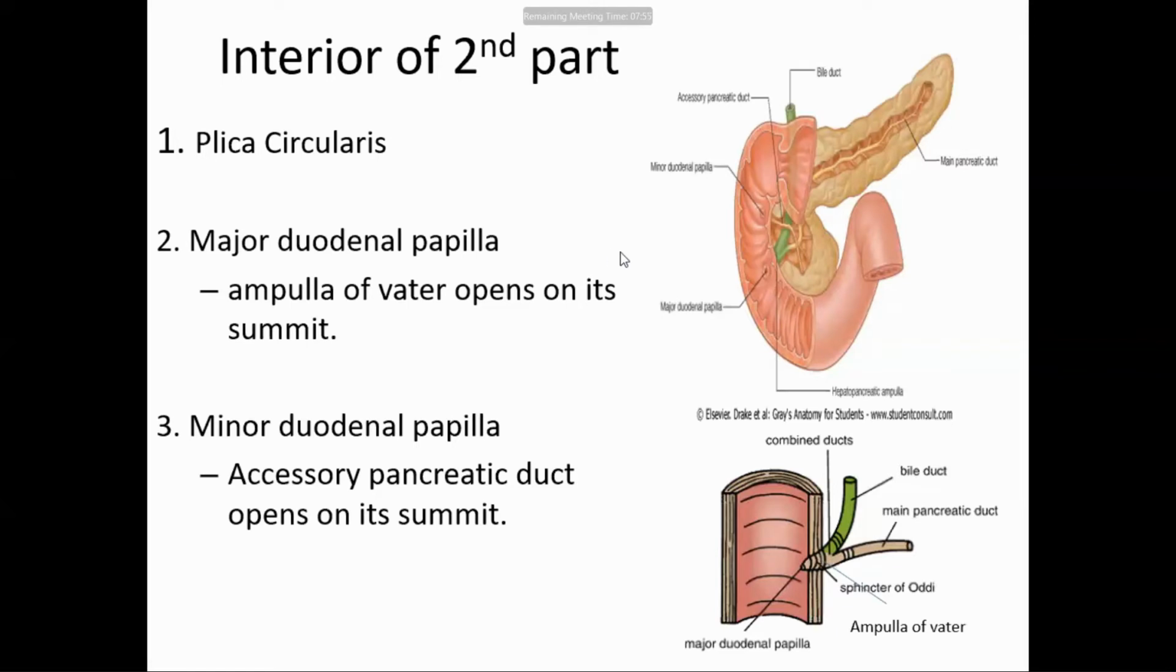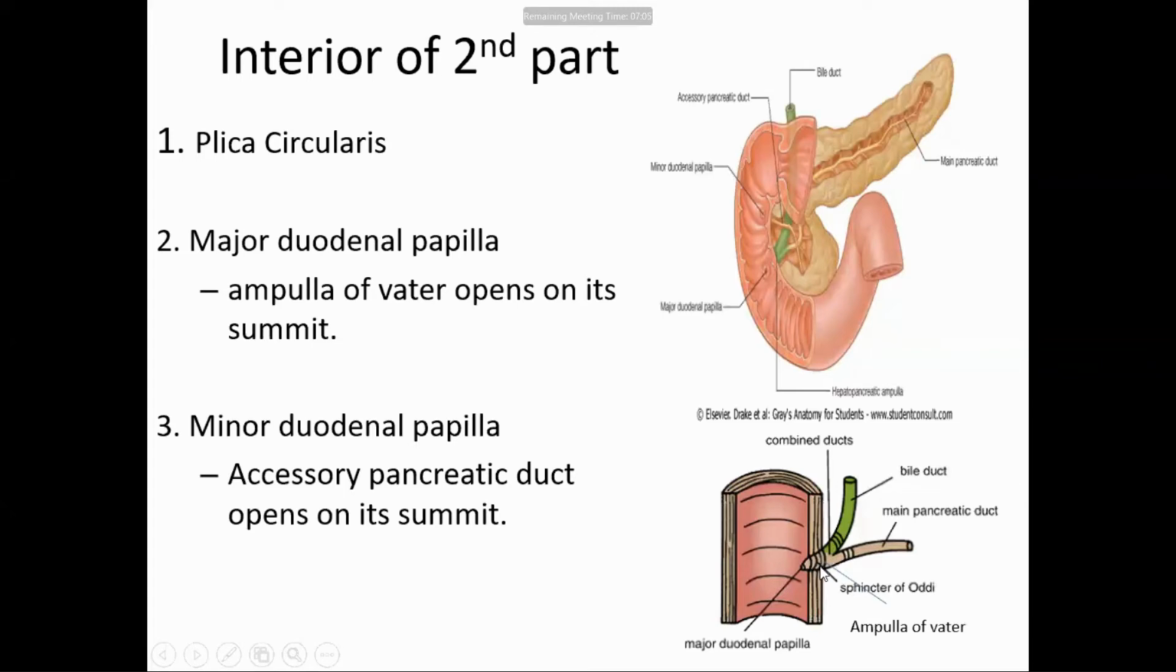Now, the next structure present in the second part of the duodenum is the major duodenal papilla. It is a conical projection present on the posterior-medial wall of the second part of the duodenum, 8 to 10 centimeter distal to the pyloric orifice. And in this orifice, there is the opening of the ampulla of Vater.